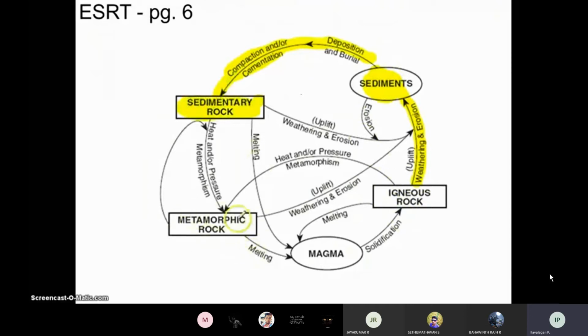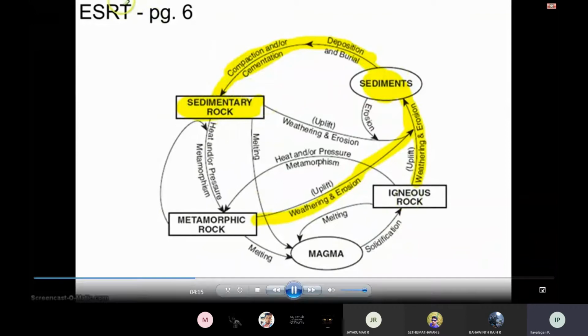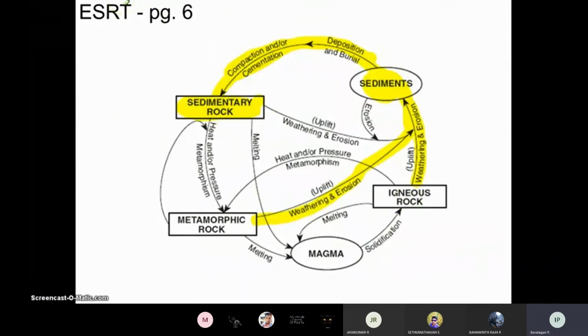The same thing is true with a metamorphic rock. If there's a metamorphic rock that gets weathered and eroded and becomes sediment, which is deposited and compacted or cemented, that also would turn into a sedimentary rock. So the WEDCC processes are all listed on your rock cycle chart. You don't need to memorize them, but you do need to know what happens with each step.